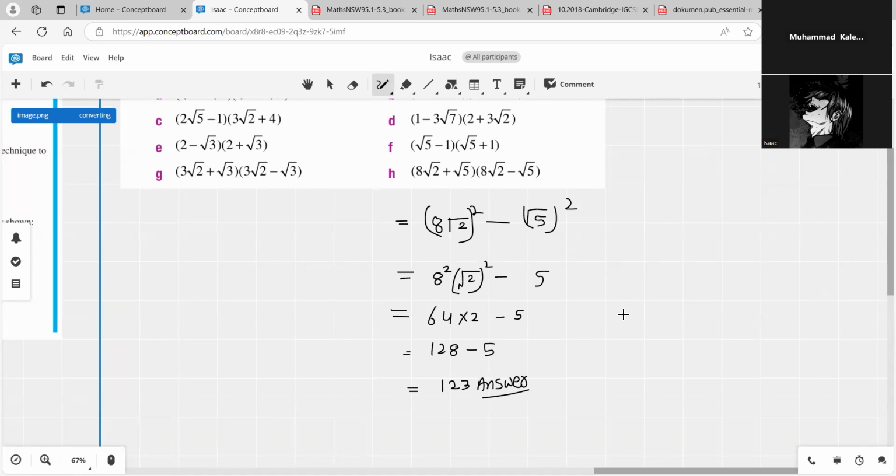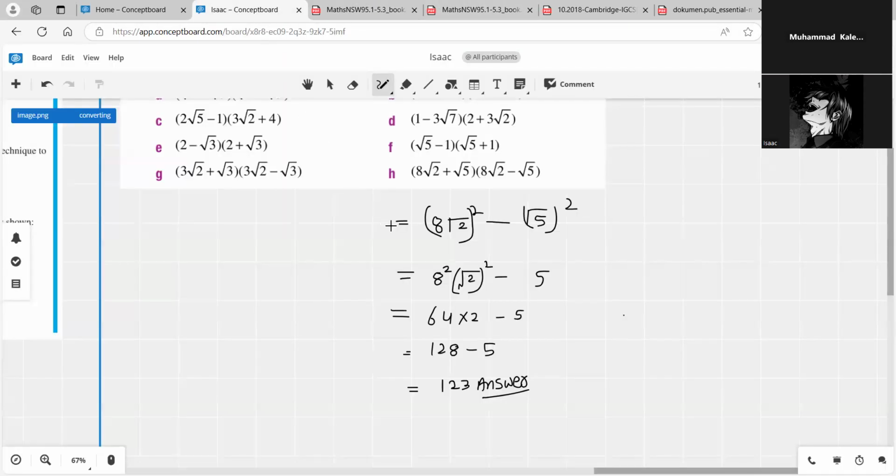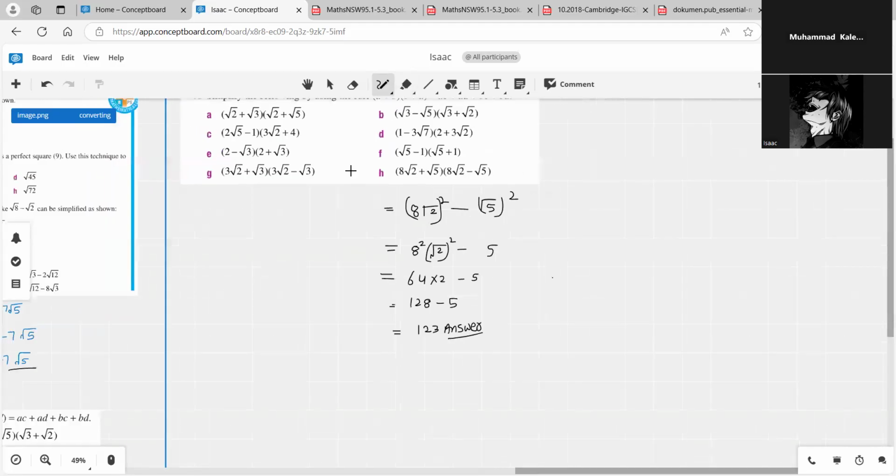Oh, I think I did my math wrong. What I did was 128 times 2 instead of 64 times 2. I wasn't thinking. I mean, 64 times 2 is 128. And also what I got wrong is I put a plus in front of the square root 5 instead of a minus. Okay, then let's move on to the next one.